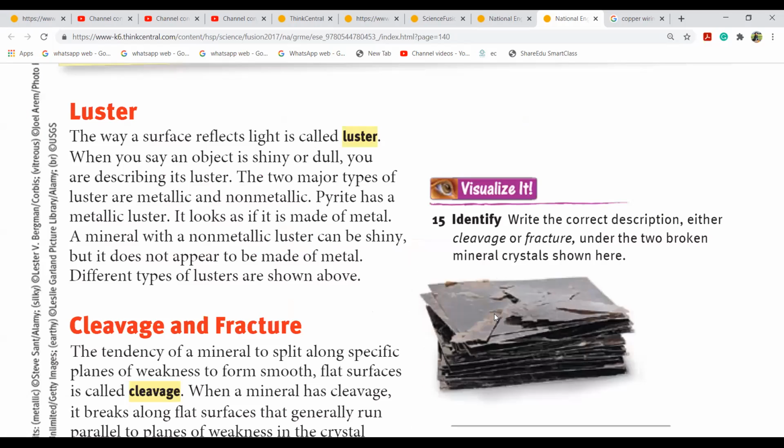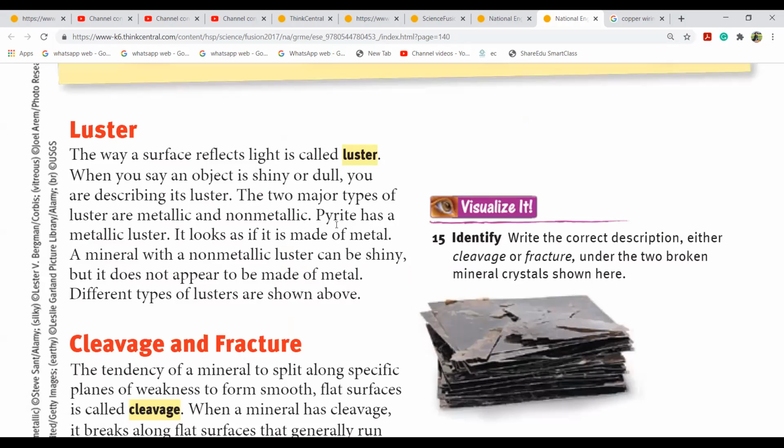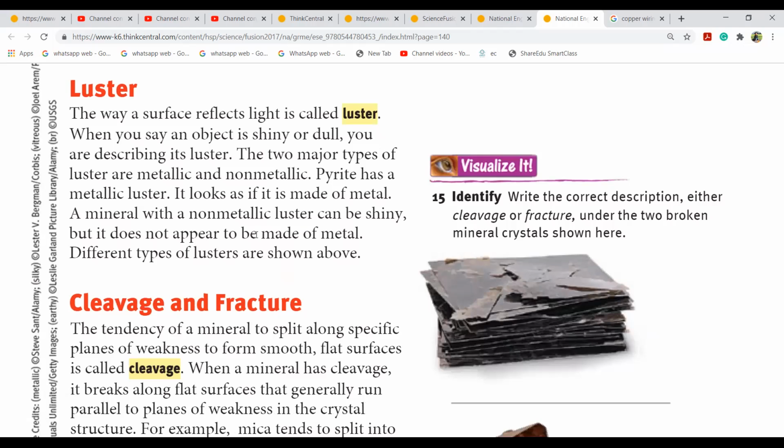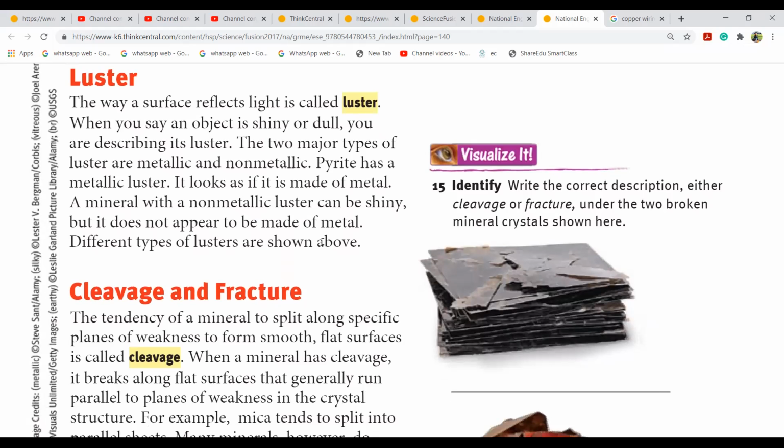And then I told you about the luster, the way it's shiny or dull. For example, pyrite has metallic luster. It looks as if it is made of metal. A mineral with a non-metallic luster can be shiny. I told you about lipsticks: nowadays you use shiny lipsticks and metallic lipsticks. The metallic is not shiny. When I say non-metallic, that means it is shiny.